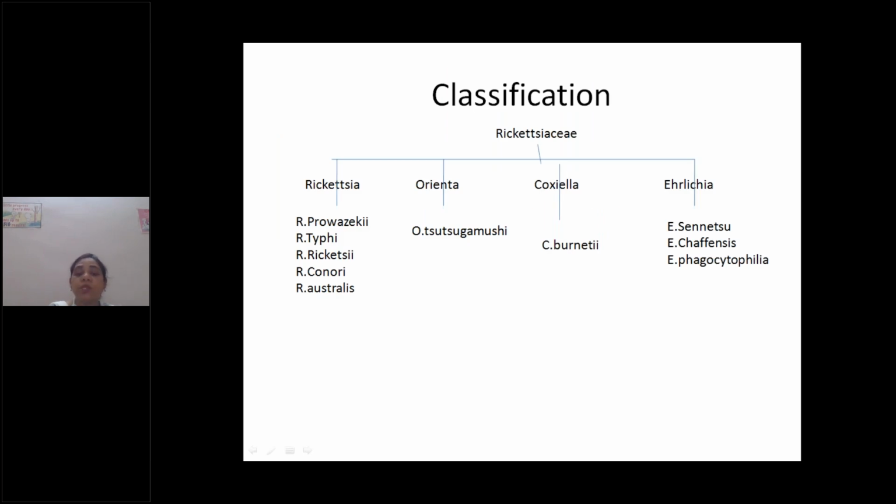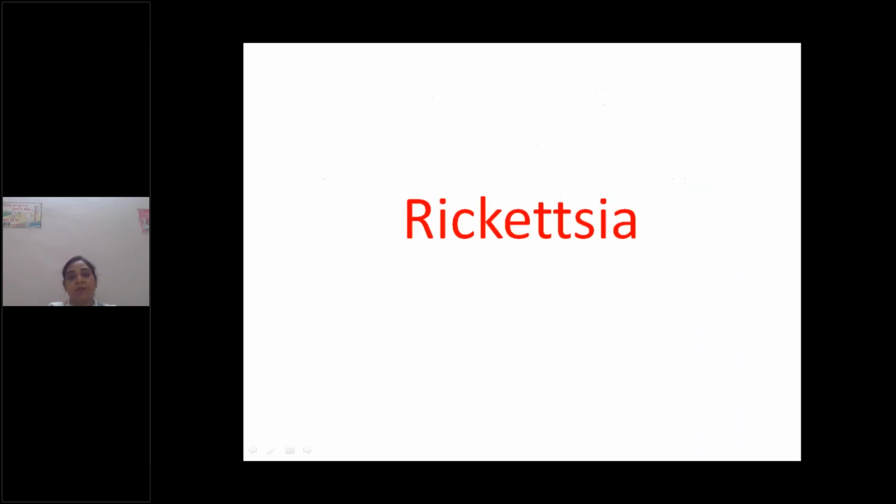So today, we are going to learn about Orientia, Coxiella, and Ehrlichia. Orientia consists of one species that is linked to man, that is Orientia tsutsugamushi. Next one is Coxiella, with one species, burnetii. Ehrlichia has 3 species: sennetsu, chaffeensis, and phagocytophilum. So these 3 we are going to learn in today's class.